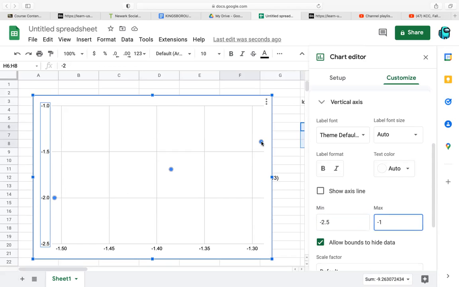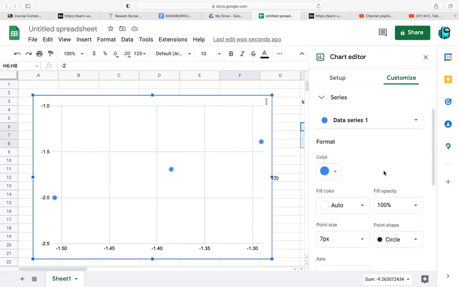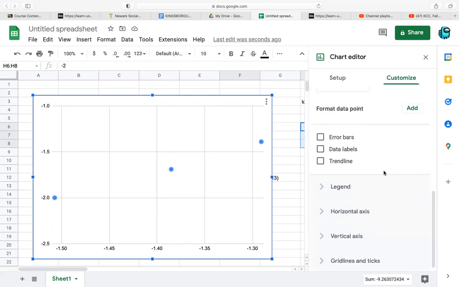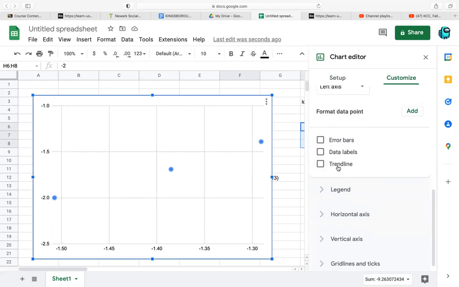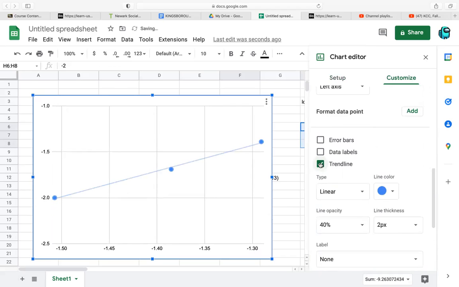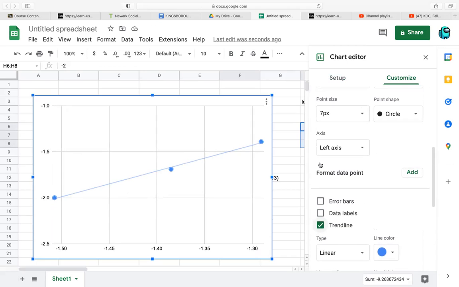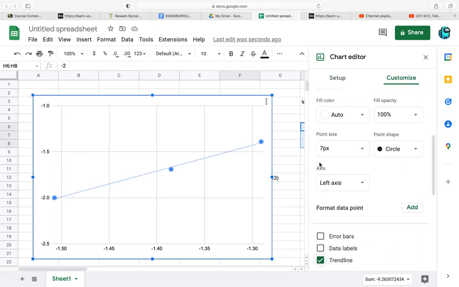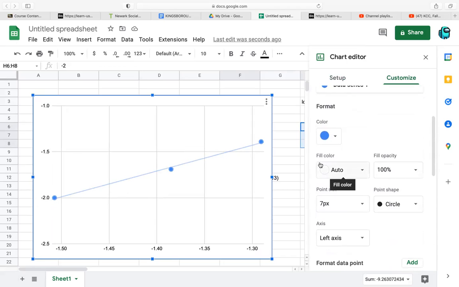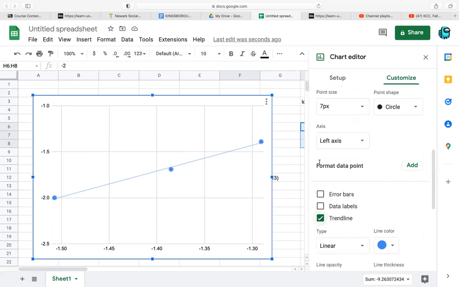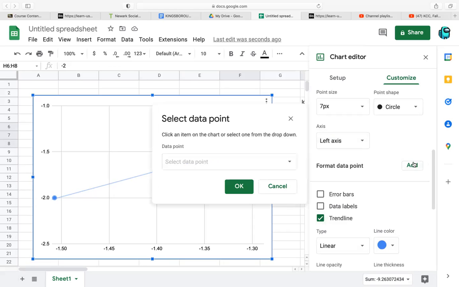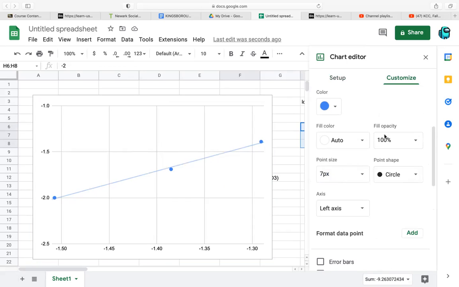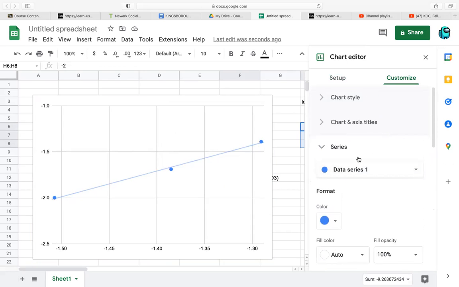Okay, and then I think what you do is you highlight one of them, and then you click on trend line. And that's going to give you the trend line. But the thing about the trend line is that you need to have the equation that comes from it. So let me see if I can figure out how to do this, because I know I did it last time. I think it's up here, data series 1. No, that's not it.